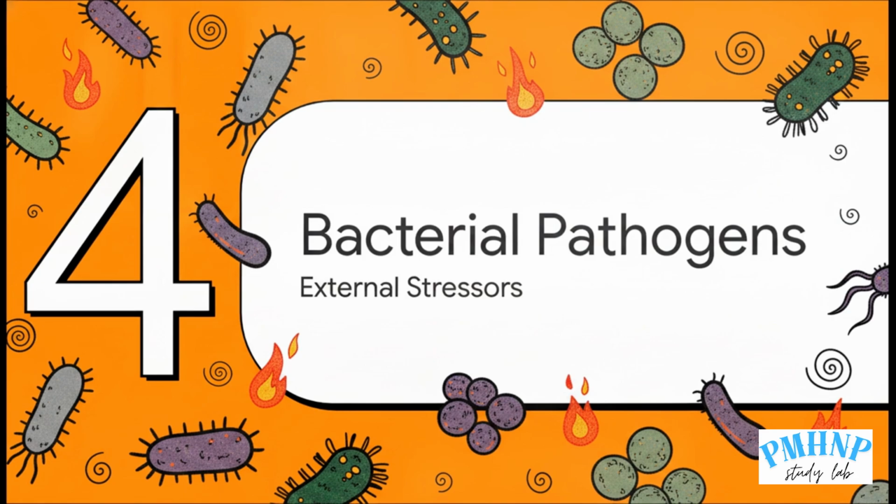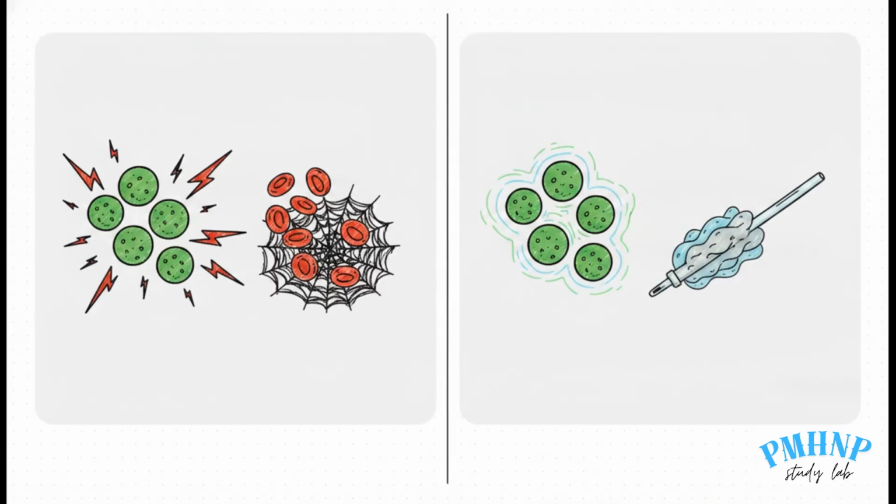Section 4. Bacterial pathogens and pathophysiology. For your microbiology questions, you should always contrast these two gram-positive cocci. Staphylococcus aureus is catalase positive and coagulase positive. That coagulase enzyme causes plasma to clot, making it highly virulent. Think toxic shock syndrome or severe nasty wound infections.